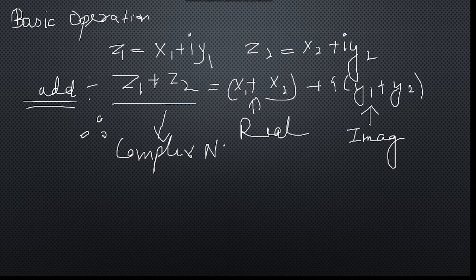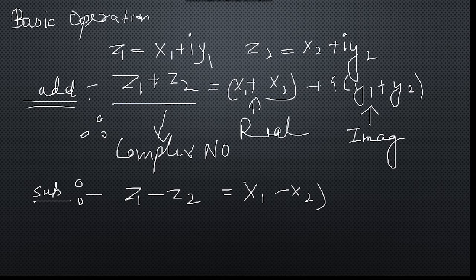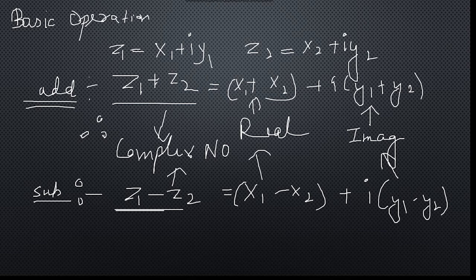Now let us see the subtraction. Similarly, we have Z1 and Z2, and now we take Z1 minus Z2. What happens? It also gives a real part, x1 minus x2, and an imaginary part, y1 minus y2. So it infers that, similar to the summation of two complex numbers, subtraction also gives a complex number.